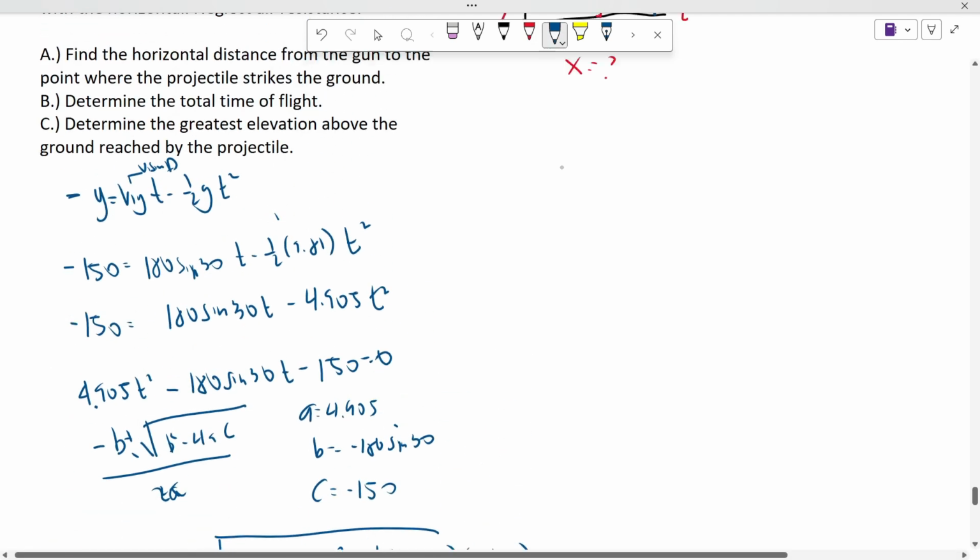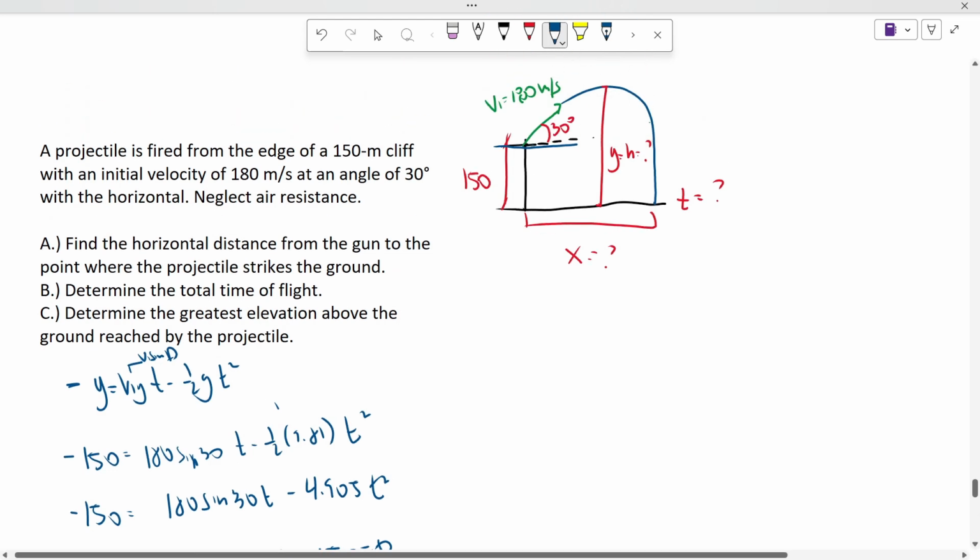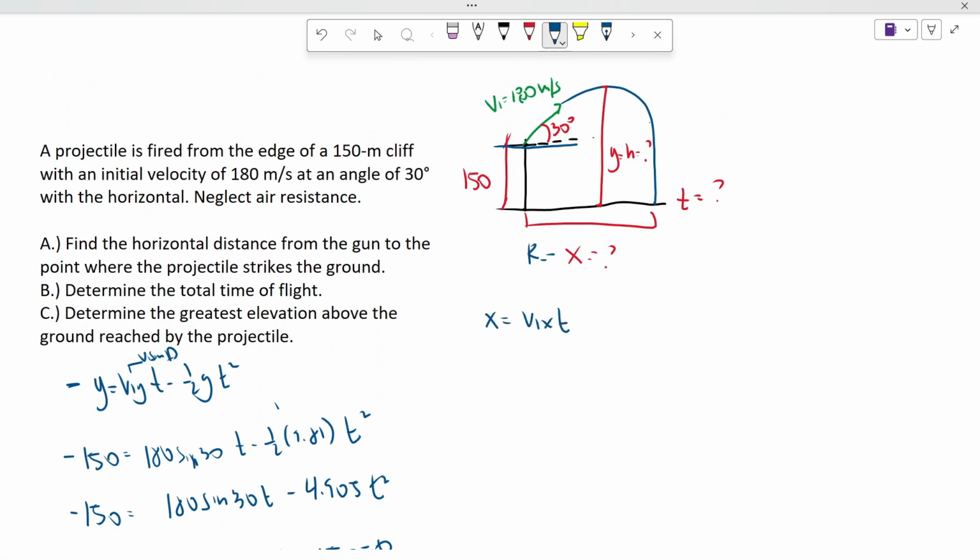So, from the question above, let's read it again. Find the horizontal distance from the gun to the point where the projectile strikes the ground. So, we are asked for x, which is the range. So, we know that x is Vix t. X is equals to Vi cosine of theta and t. X is equals to 180 cosine of 30 and t.